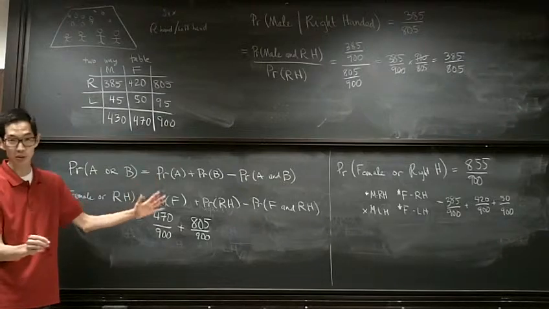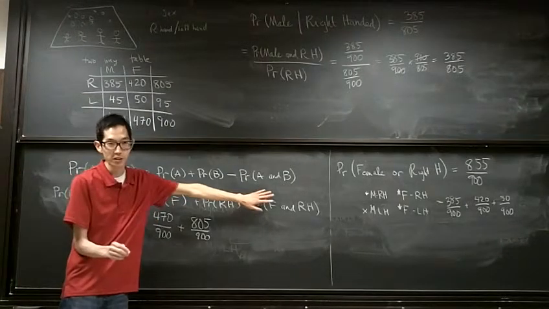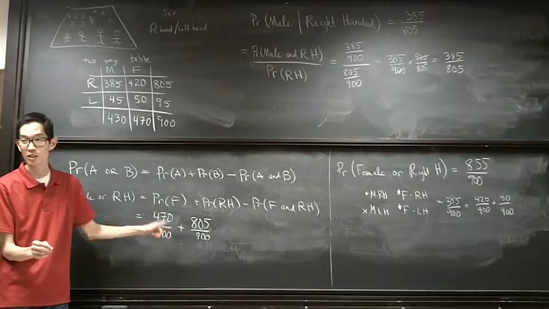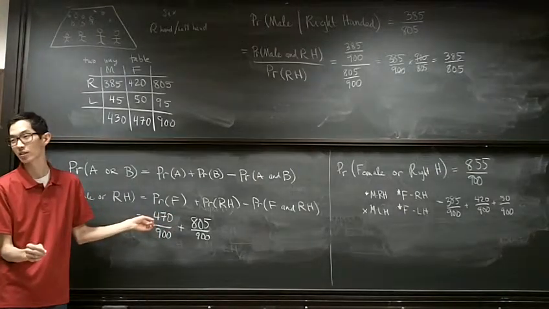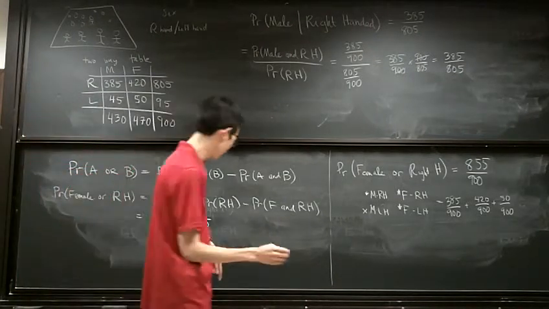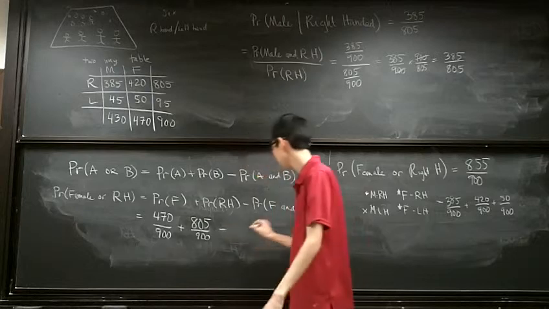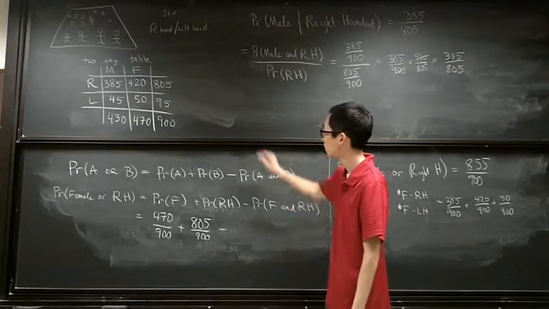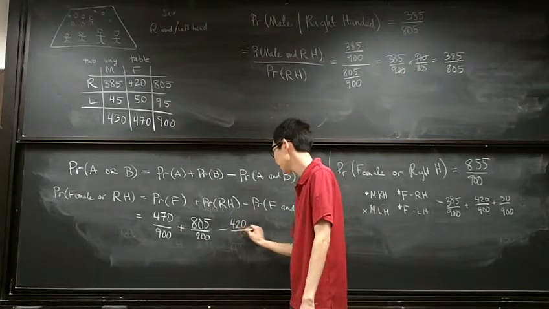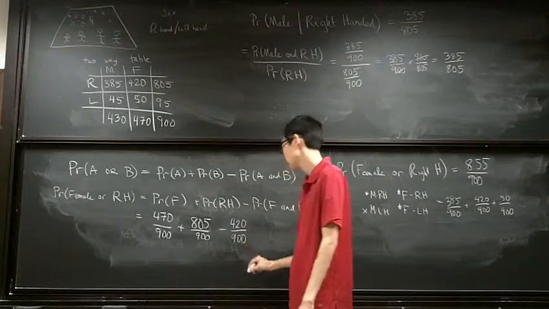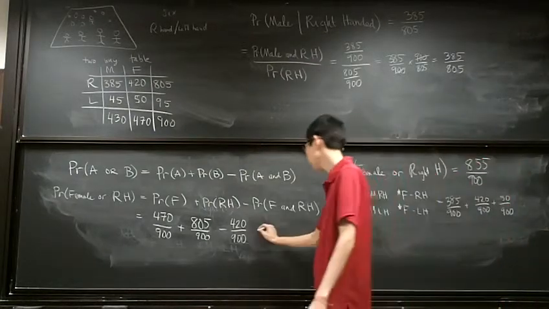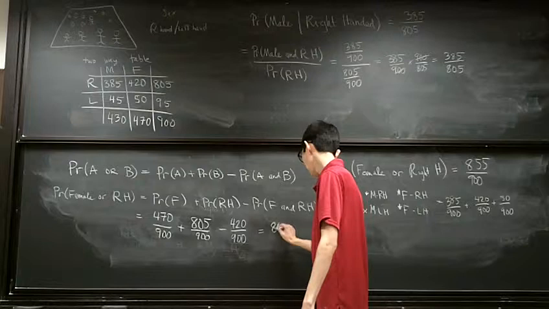Okay. Now some people, as they're doing a test or quiz, forget this part. Okay. And if you just do this, you're going to get a number bigger than 1. Okay. And I said, if you ever get a number bigger than 1, you know you did something wrong. Okay. And so you don't forget this last part. Subtract off female and right-handed. So we subtract off what? 420 out of 900. Alright, if you do all of this math, you will get 855.